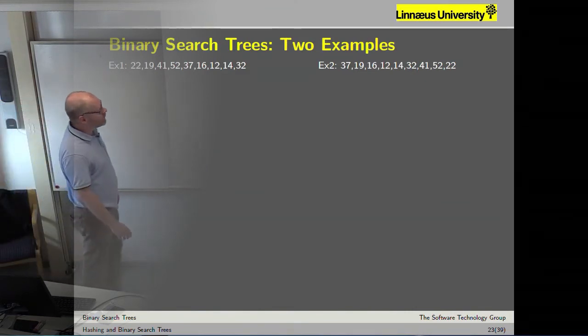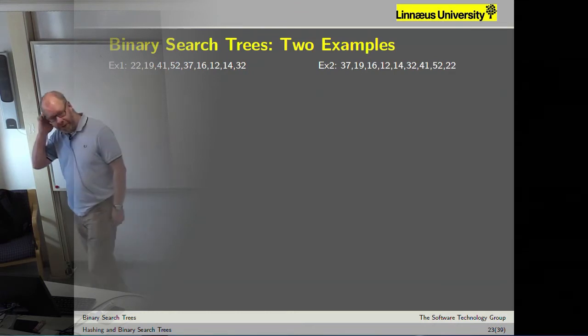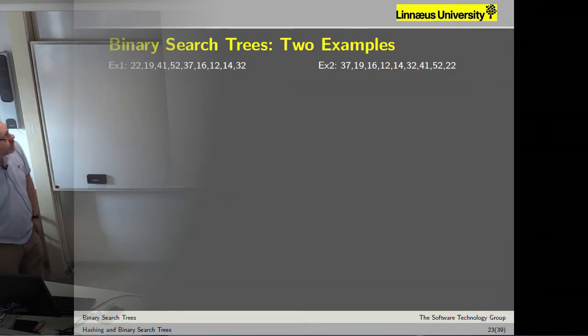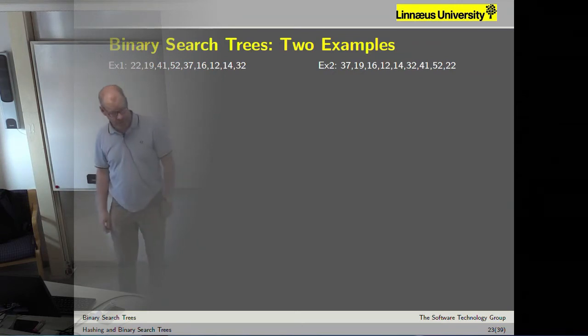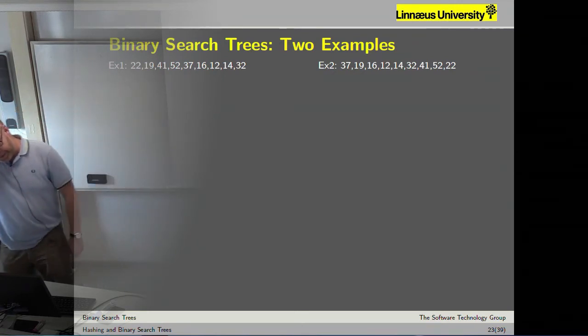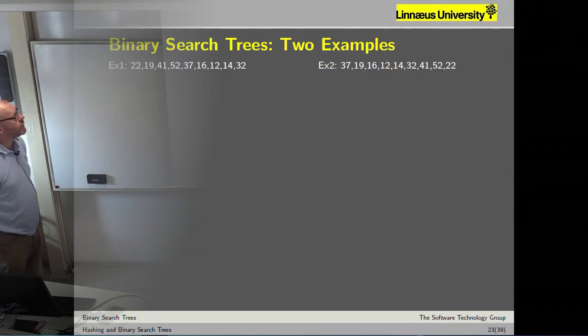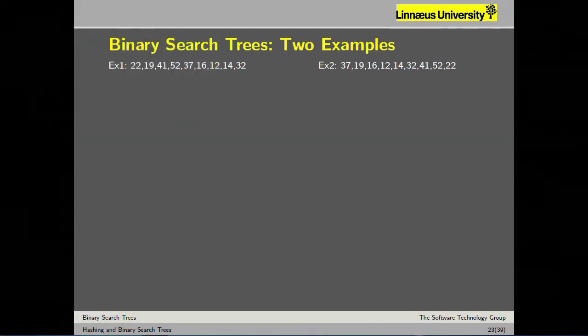I would like you to sketch the resulting binary search trees after having added these values in this order. I can give you a hint. The first value is always the root. But then add them in this order: 22, 19, 41, 52, and so forth. What will the corresponding binary search tree look like in this case? Remember, always for every new element to add, start in the root and go left and right depending on the size.